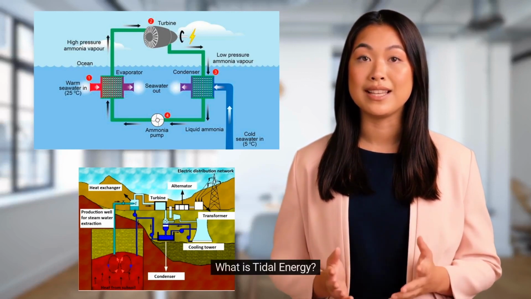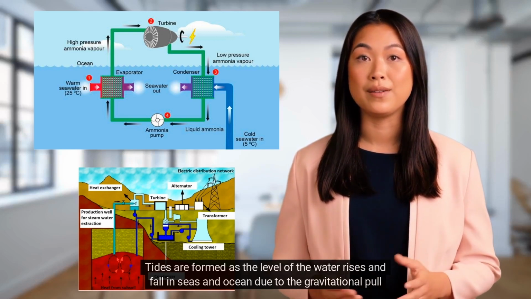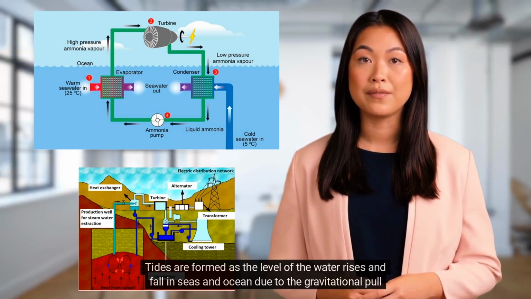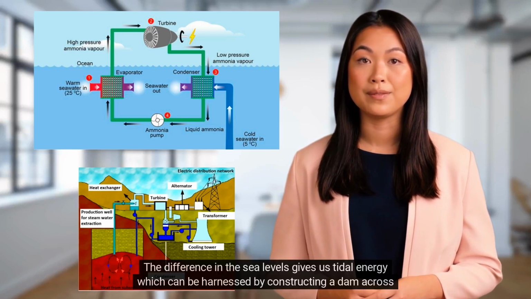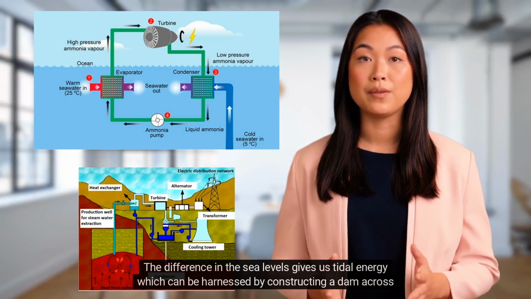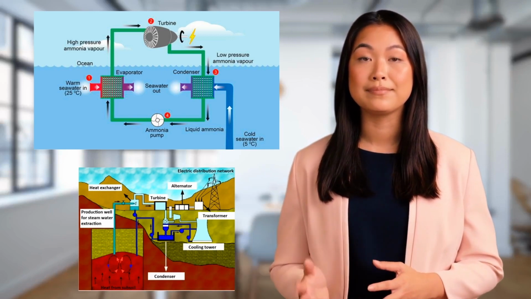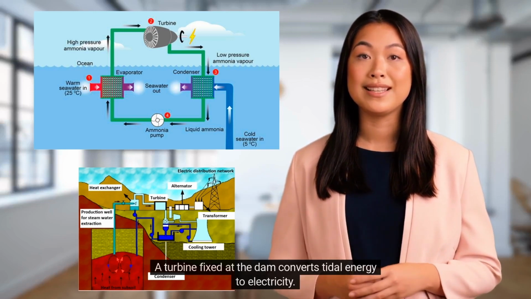What is tidal energy? Tides are formed as the level of the water rises and falls in seas and oceans due to the gravitational pull of the moon and the sun. The difference in the sea levels gives us tidal energy, which can be harnessed by constructing a dam across a narrow opening to the sea. A turbine fixed at the dam converts tidal energy to electricity.